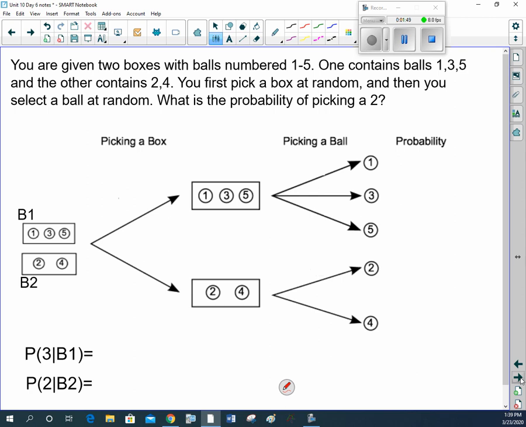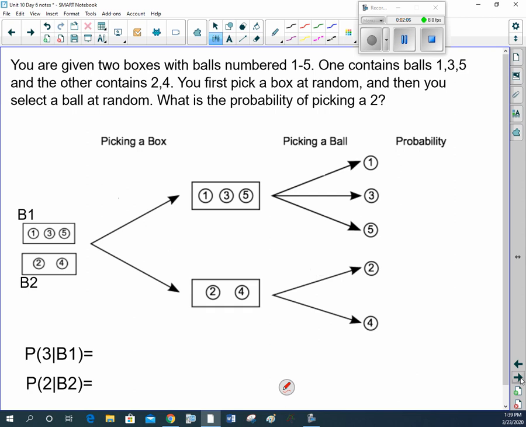Okay, so here we have a scenario. You're given two boxes with balls numbered 1 through 5. One contains the balls 1, 3, and 5. The other contains 2 and 4. You first pick a box at random, and then you select a ball at random. What is the probability of picking a 2?